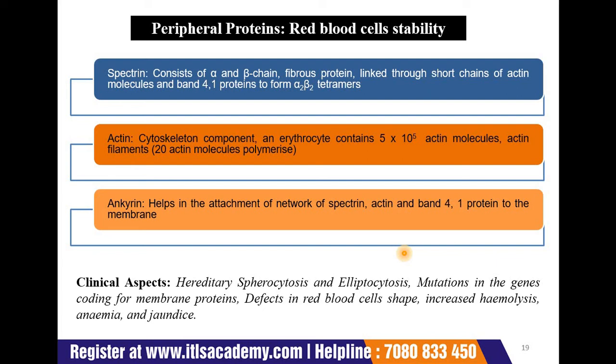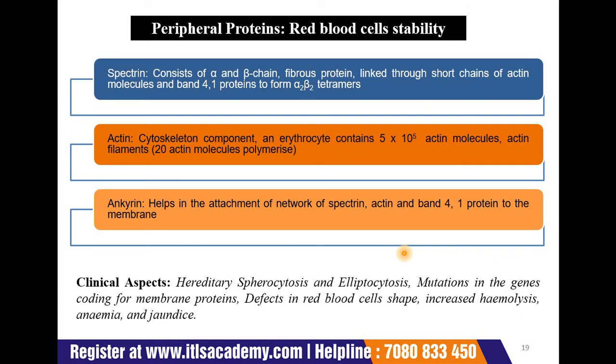Another is ankyrin, which forms part of the red blood cell skeleton, but none of these proteins attach directly to the membrane. They help in the attachment of a network of spectrin, actin, and band 4.1 protein to the membrane. Ankyrin has a molecular weight of 200,000 Dalton. The protein has two domains. One binds to spectrin and the other to the N-terminal region of the band 3 protein, which we have already talked about, that extends into the cytoskeleton.